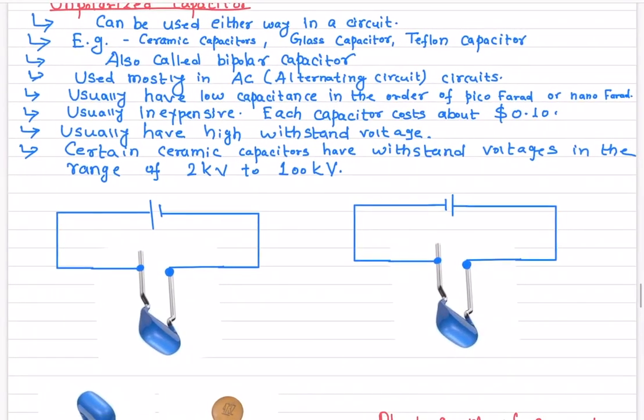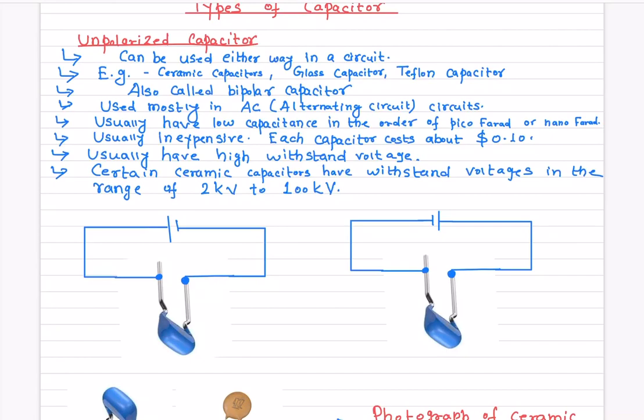If you look at the value of the unpolarized capacitors, they usually have low capacitance, on the order of picofarad to nanofarad. That's the most available unpolarized capacitor you will get, in the picofarad or nanofarad. And remember, 1 picofarad, P stands for pico, is 1 times 10 to the negative 12. And 1 nanofarad is 1 times 10 to the negative 9. F stands for farad, which is the unit of capacitance.